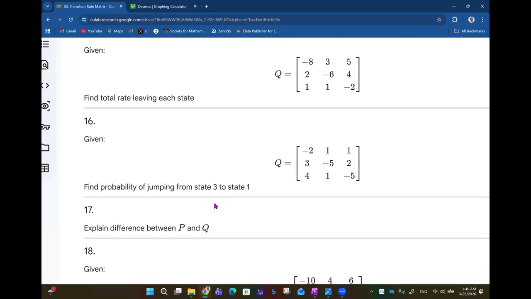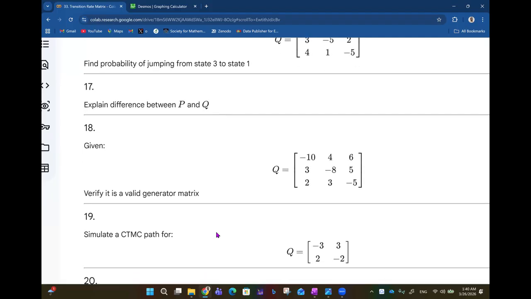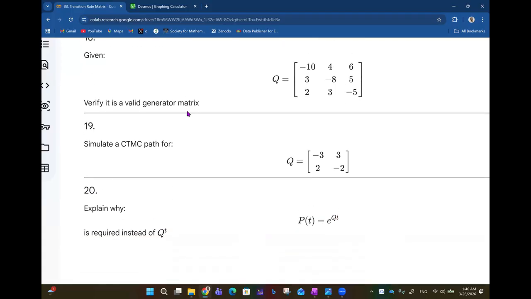So given Q to be this, find the probability of jumping from state 3 to 1. From state 3 to state 1, that'll be 4 over 5 for sure, right? Because that'll be Q31 all over minus Q33. That's 4 over 5. Explain the difference between P and Q. P is the transition probability function, or transition probability matrix, and Q is the generator matrix. So every row in Q sums to 0. Every row in P sums to 1, and all that.